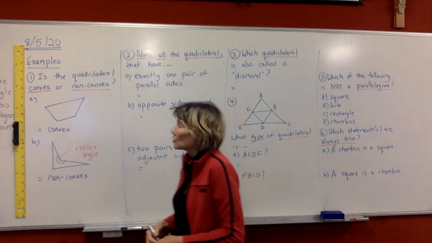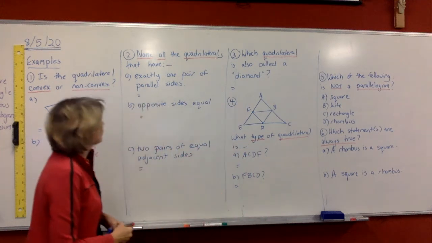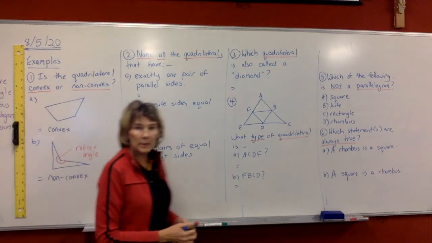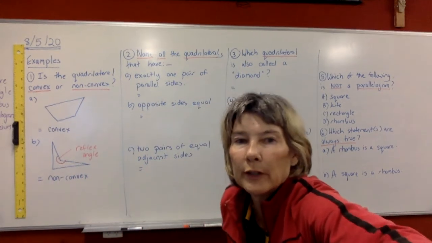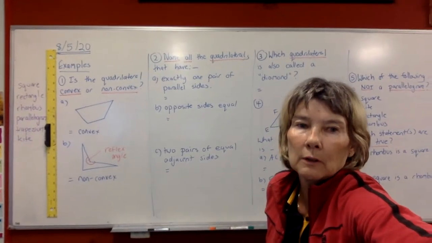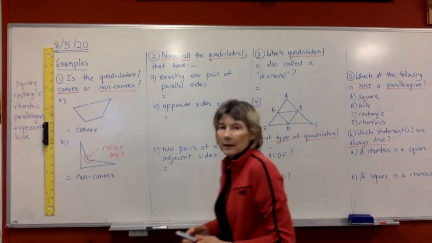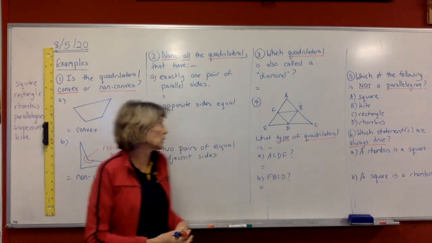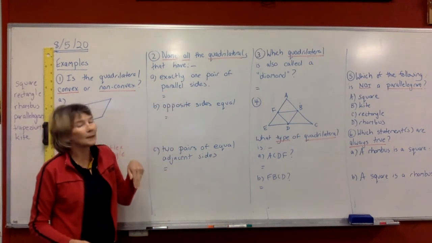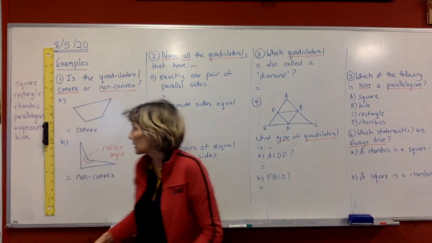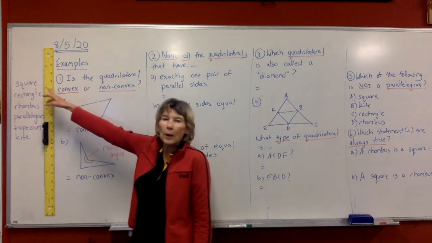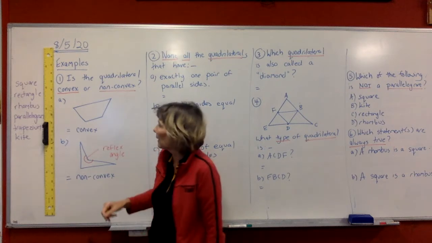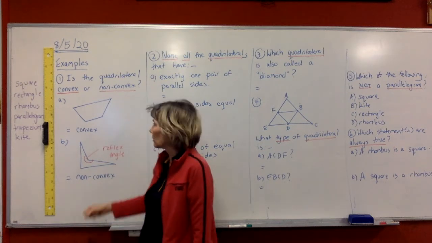Okay, in question 2, we're naming all the quadrilaterals that have these things happen. So when we're doing this, I'm just going to show you, I've written over here on the left all the shapes that we were looking at in the notes. Okay, so we're going to consider all of these as we're looking at this question. So the first one says exactly one pair of parallel sides. So we're looking at a square. No, that doesn't have exactly one pair of parallel sides. It has 2 pairs of parallel sides.